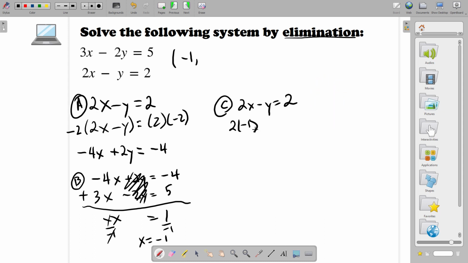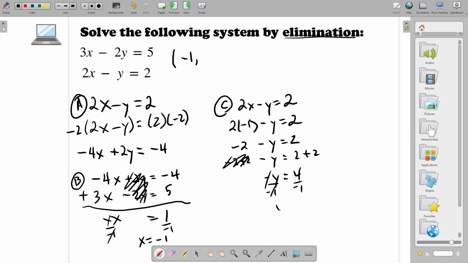2 times negative 1 minus y equals 2. So we took the negative 1 and plugged it in. This is negative 2 minus y equals 2. So I need to add 2. Add 2. These add out. Negative y equals 4. Divide by negative 1. The negatives divide out. Y equals negative 4. So there's the point of intersection for these two lines.